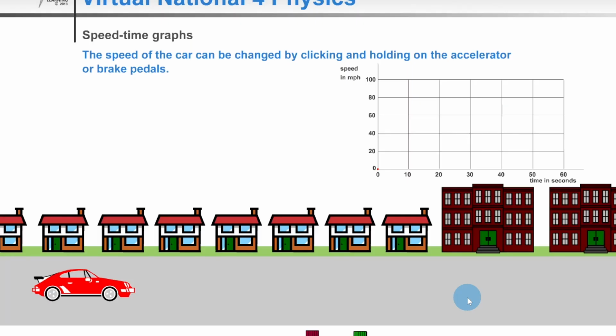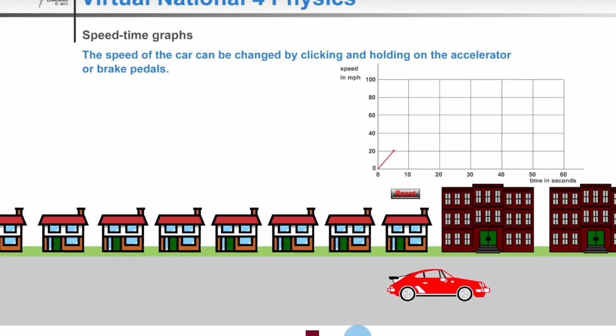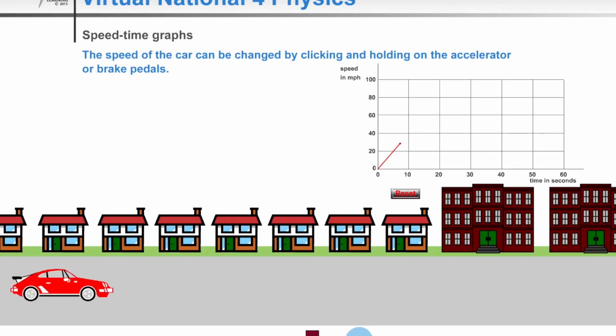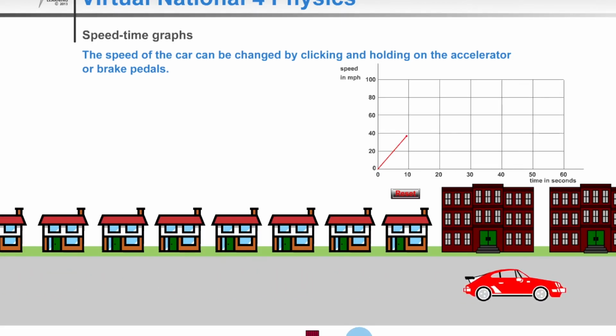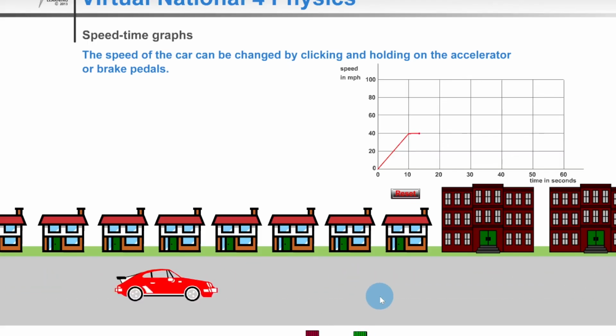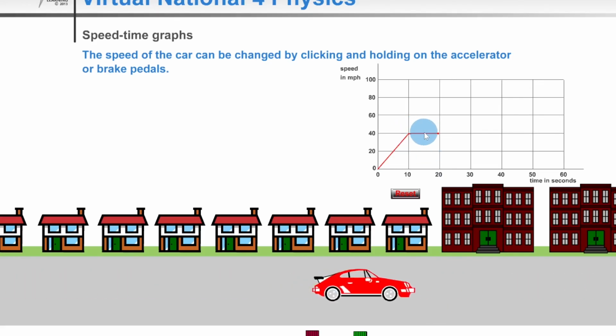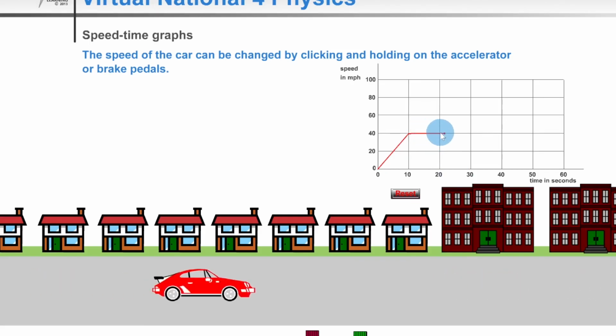Another simulation here shows how to combine some of these cases that we've looked at. So here we've got a car, and I want you to pay attention to the speed time graph shown here. So if we accelerate first of all, then you'll see a positively sloping line on the graph. And let's say we get up to 40 miles per hour. And let's say I leave it there, then the car is going to travel at a constant velocity. And you see we've got this straight line now on the speed time graph.